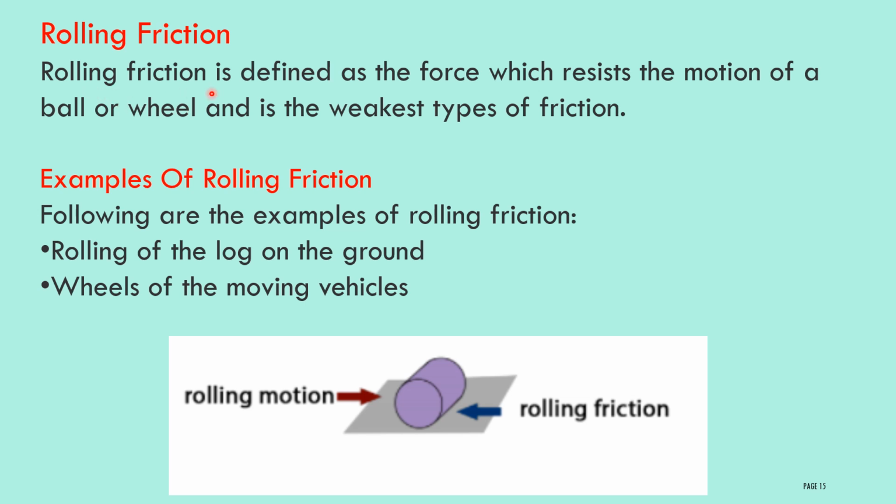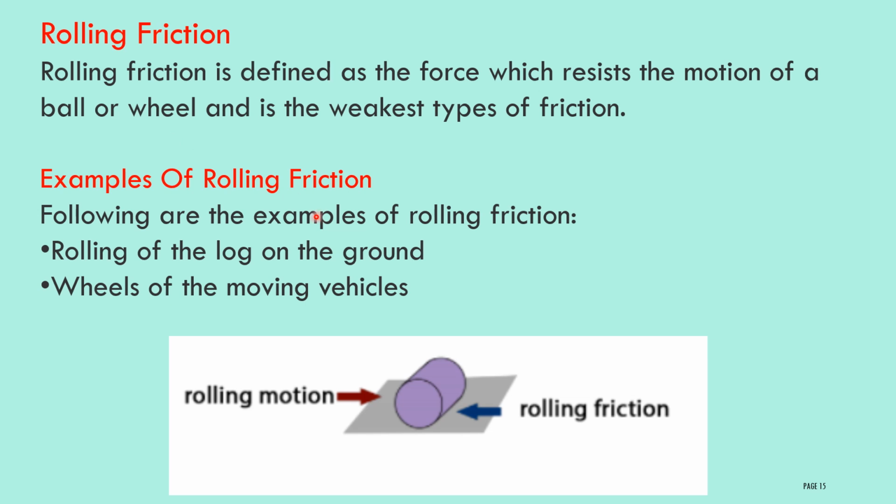Rolling friction. Rolling friction is defined as the force which resists the motion of a ball or a wheel, and it is the weakest type of friction. Rolling friction is nothing but when an object in the form of a ball or wheel is moving, it creates a friction. That is nothing but rolling friction.